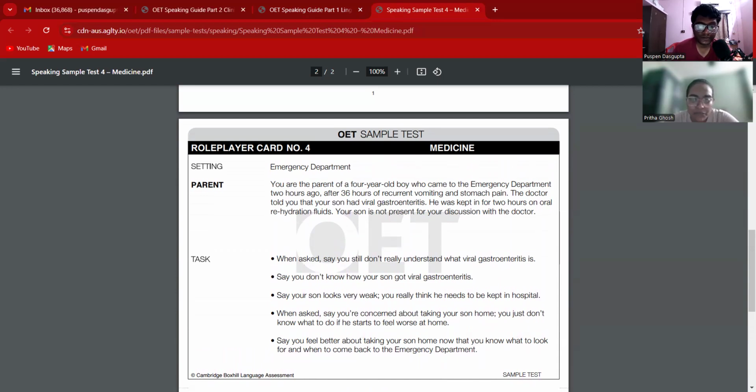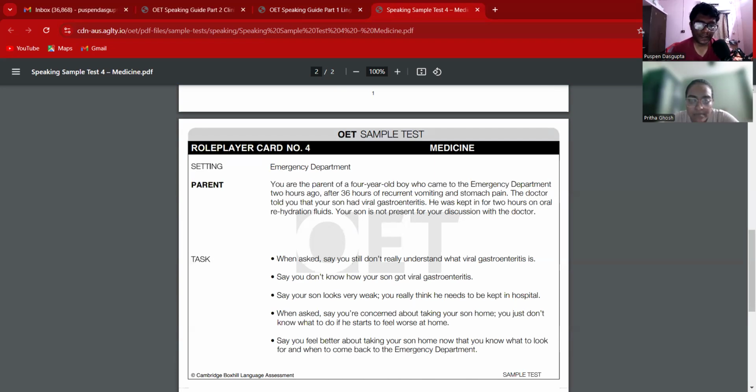Now, the doctor has told the parent that the son had viral gastroenteritis. He was kept in for 2 hours on oral rehydration fluids. The son is not present for the discussion with the doctor. So, what should you discuss? These things are also mentioned, and similar corresponding tasks are mentioned on the candidate card.